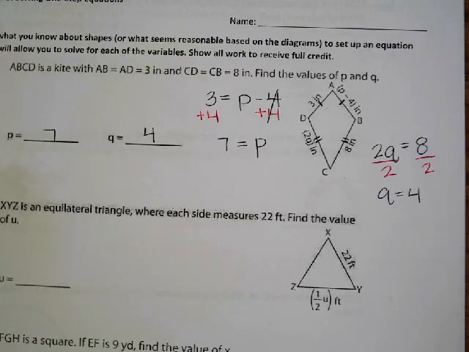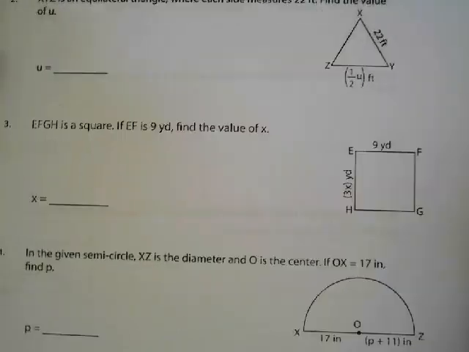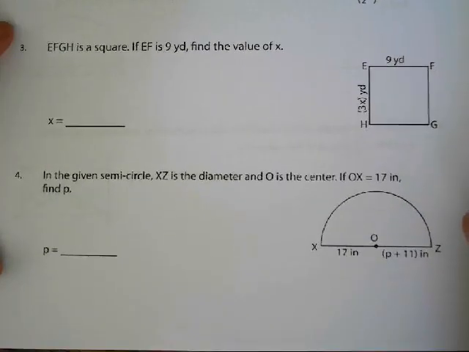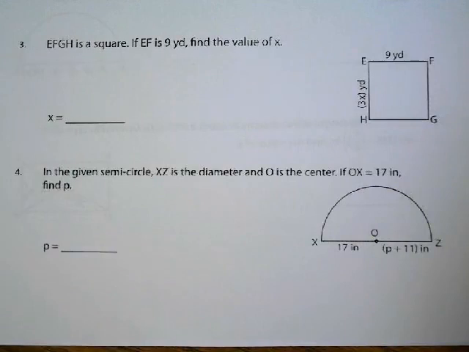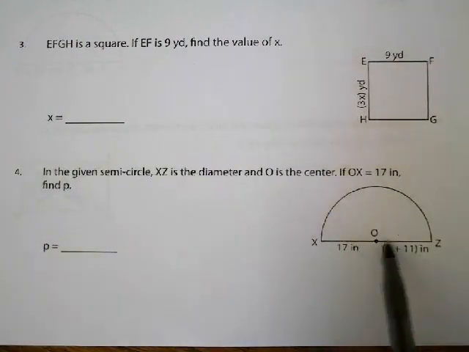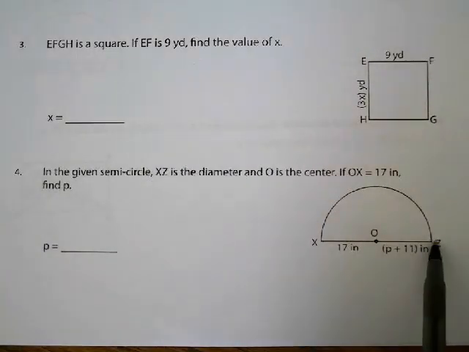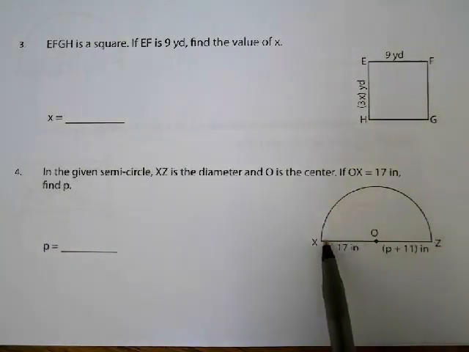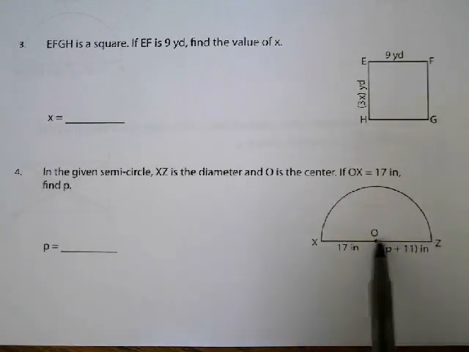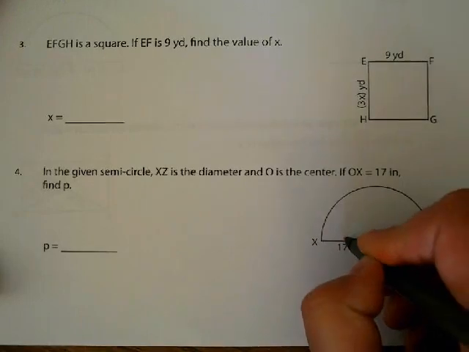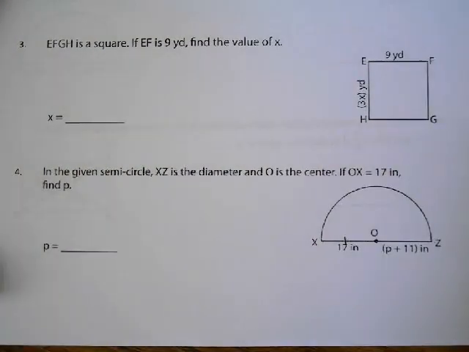Okay, we're going to look at number 4 next. They have a semicircle, which is just half of a circle. And they have this part that goes all the way across. That's the diameter. And they give you this half of the diameter and this half of the diameter. Does anyone remember what that word is for half of the diameter? It starts with an R. Radius. Yeah, it's the radius of the circle. So this is the radius of the circle, and this is the radius of the circle, so they are equal measurements.